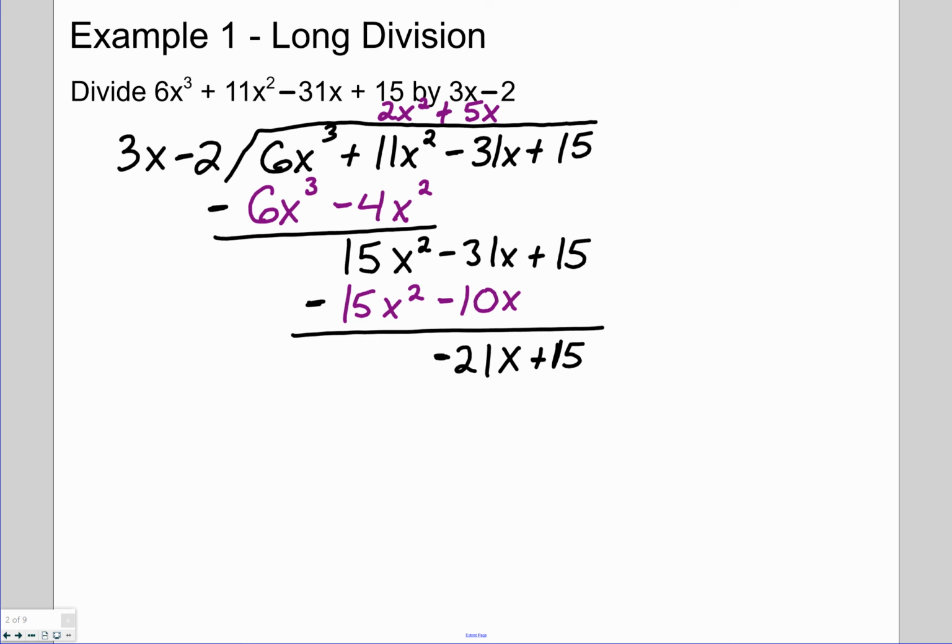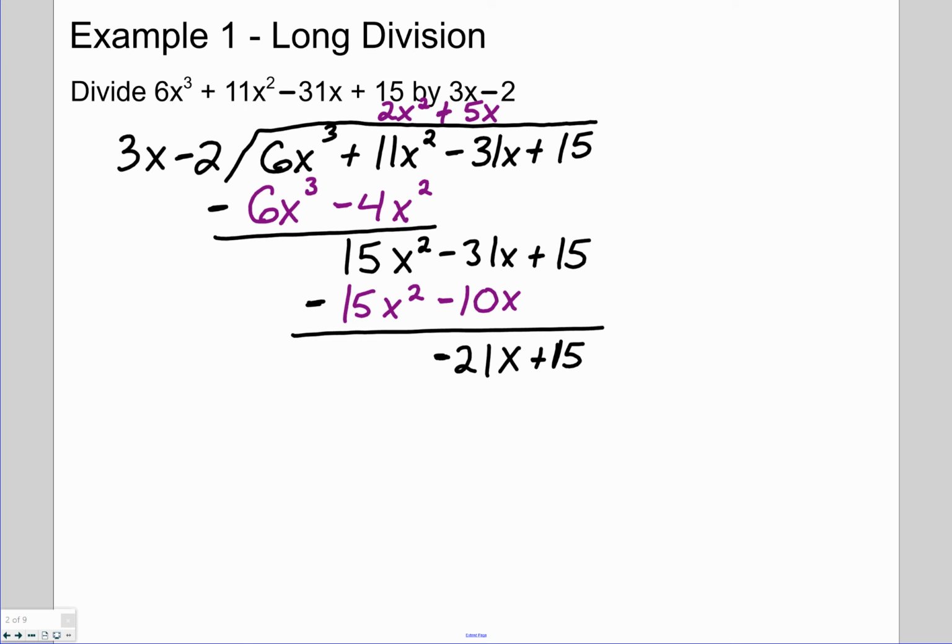How did I choose 5x? So you're asking your brain, if I want to get 15x squared, what term is going to multiply by 3x and give me 15x squared? So 5 times 3 is 15. X times x is x squared. All right.